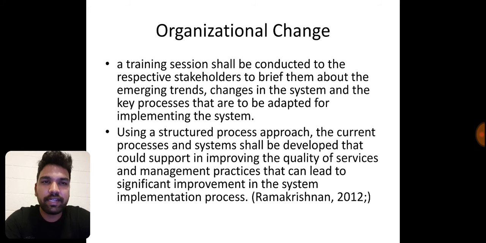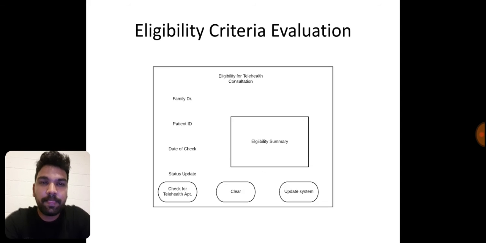So the next slide is organizational change. Here I can explain that a training session shall be conducted for the respective stakeholders to brief them about the emerging trends, changes in the system, and the key processes that are to be adapted for implementing the system. So the next point is using a structured process approach. The current processes and systems shall be developed that could support improving the quality of services and management practices that can lead to significant improvement in the system implementation process.